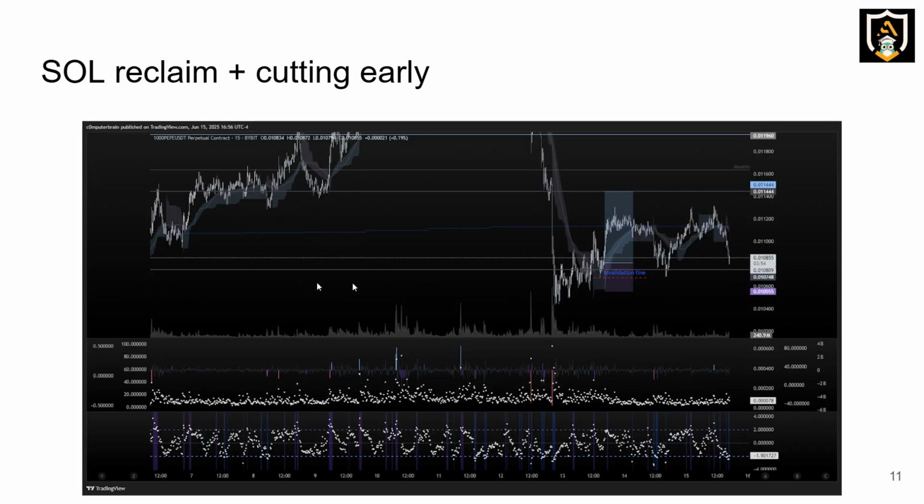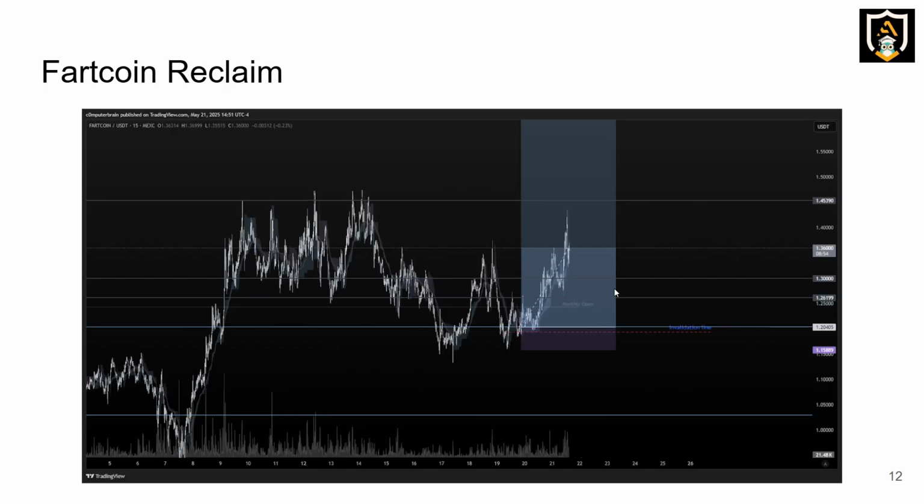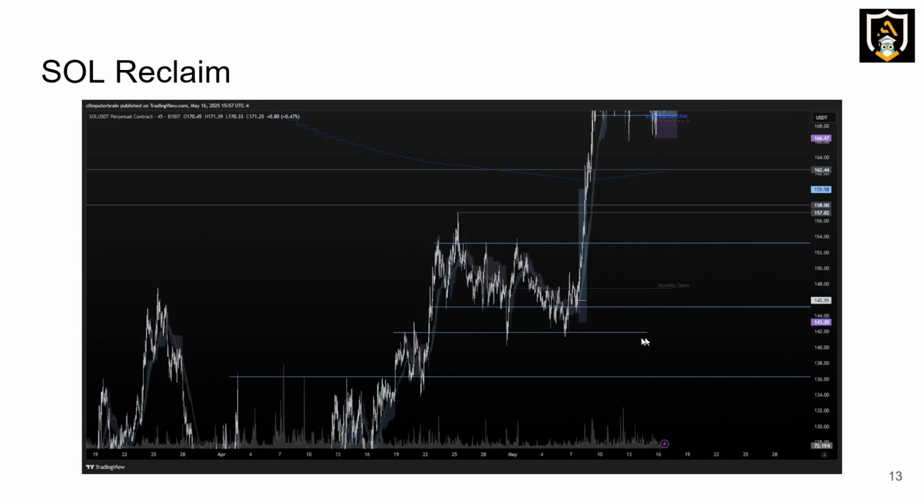Oh, I didn't copy that correctly. Fartcoin. Same concept. This is a range low. This is the moving average that I said worked really well, the 15-minute. Bounced along, reclaimed the moving average, stop below structure, boom, off to the races. Sol reclaim, lost the level, lost the moving average, chopped around, reclaimed the level, reclaimed the moving average, boom, long, stop below structure, and off to the races.